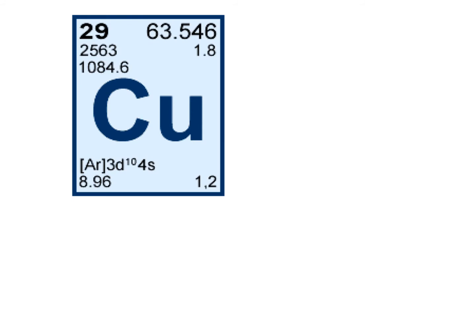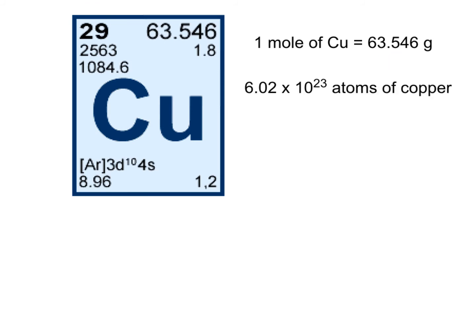And so, copper's average atomic mass is 63.546 atomic mass units. Well, if we express that mass in grams, we would have 63.546 grams of copper is 1 mole of copper. And if you counted the number of copper atoms in that 1 mole, or in that 63.546 grams, you would find 6.02 times 10 to the 23rd atoms of copper.